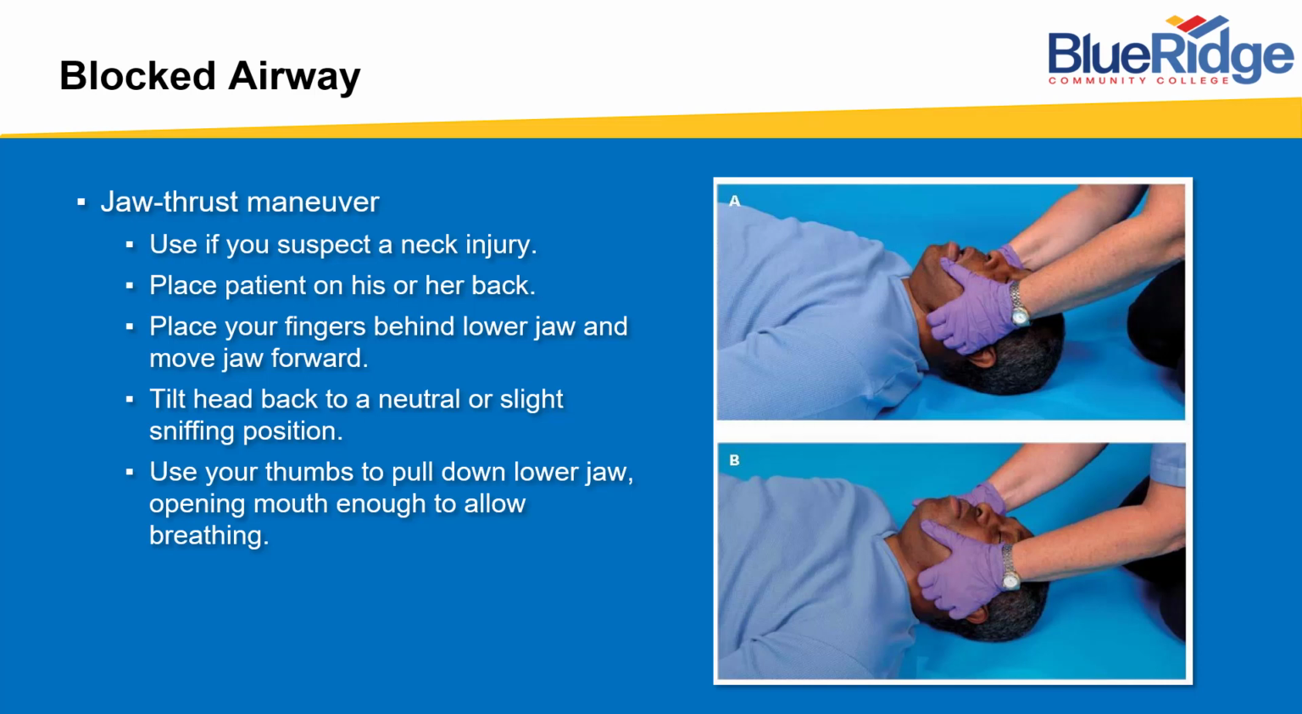In the event that you are uncertain of spinal injury or you suspect spinal injury, you would want to use the jaw thrust maneuver. To use this technique, place the patient on his or her back while protecting the spine and kneel at the top of the patient's head. Place your fingers behind the angles of the patient's jaw and move the jaw forward with firm pressure. Tilt the head backward to a neutral or slightly sniffing position. Use your thumbs to pull down the patient's lower jaw, opening the mouth enough to allow breathing through the mouth and nose.